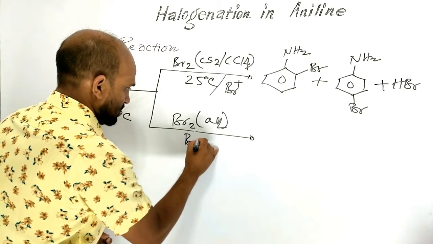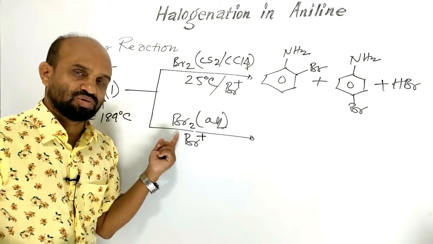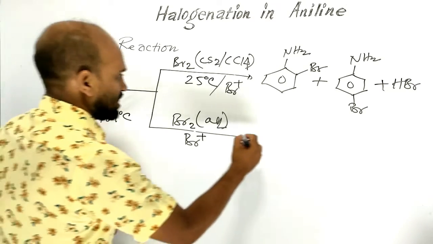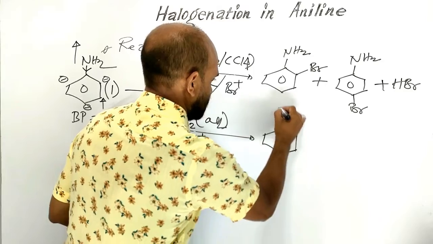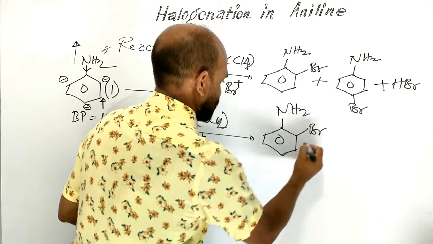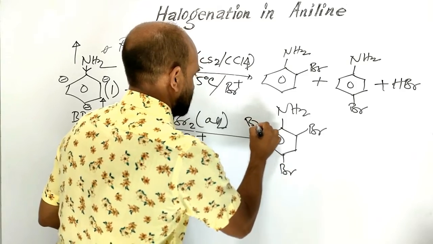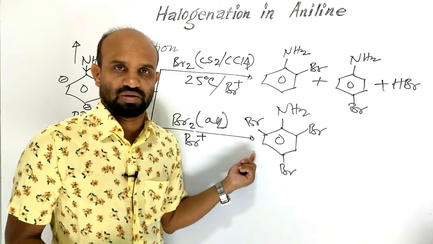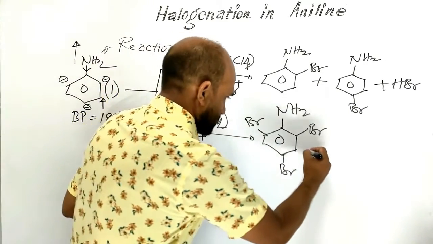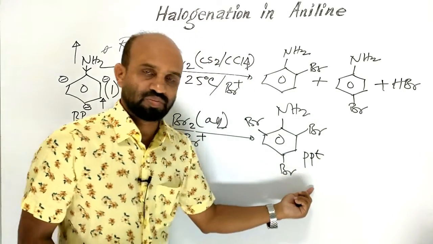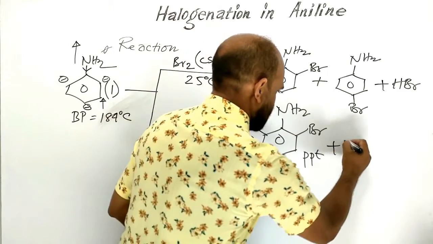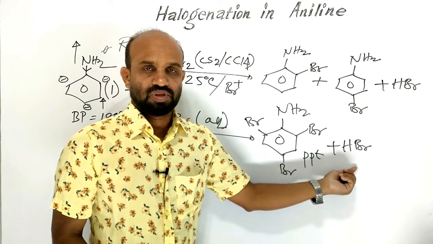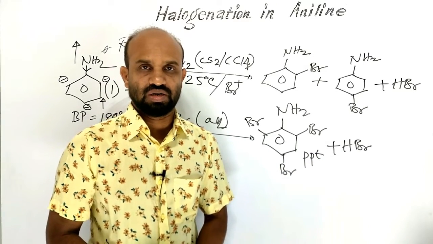That is why the cation produced from the bromine molecule attacks the ortho positions and para position at a time to form this compound, bromine here, bromine here, bromine here, that is 2,4,6 tribromoaniline, which deposits as precipitate, and here as well HBr is formed as byproduct. These are the halogenation reactions of aniline.